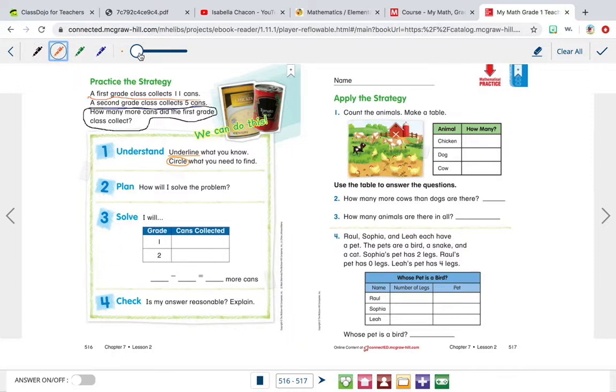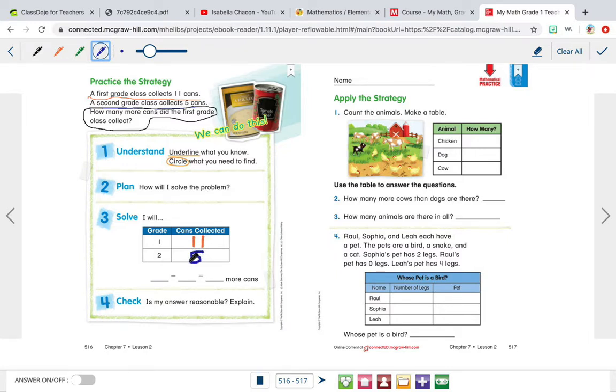So in grade 1, how many cans were collected? Well, let's look back at the word problem. A first grade class collects 11 cans. So in our table, we're going to say that the first grade class collected 11 cans. In grade 2, how many cans were collected? Let's see. A second grade class collects 5 cans. So I'm going to put 5 on my table.